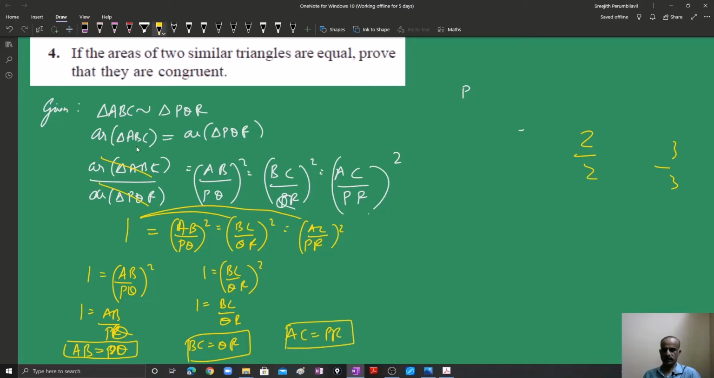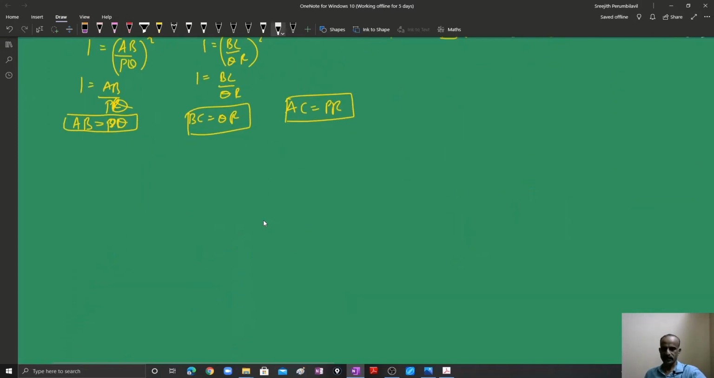So in triangles ABC and PQR, we have AB equal to PQ, BC equal to QR, AC equal to PR. All the corresponding sides are equal. Therefore, triangle ABC is congruent to triangle PQR. Which congruence criterion? SSS congruence criterion. Therefore, these two triangles are equal in area.